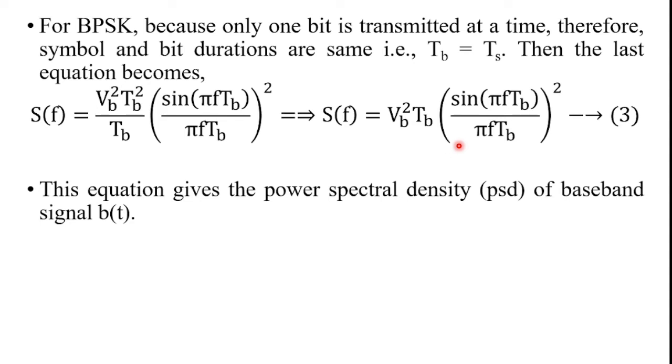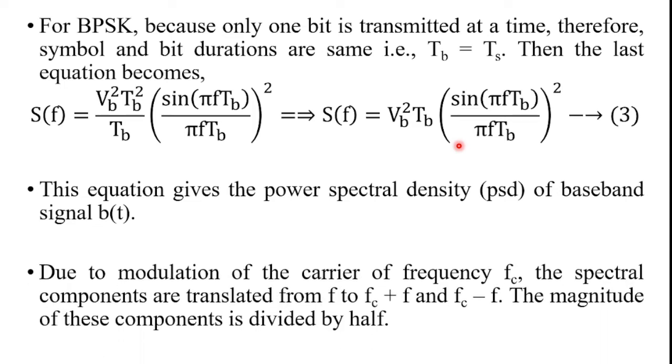The binary phase shift keying signal is generated by modulating a carrier with the baseband signal b(t). fc is the carrier frequency. Due to the modulation of the carrier frequency, the spectral components are translated from f to fc plus f and fc minus f.